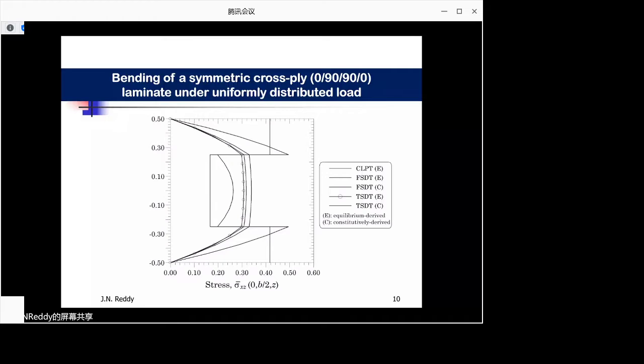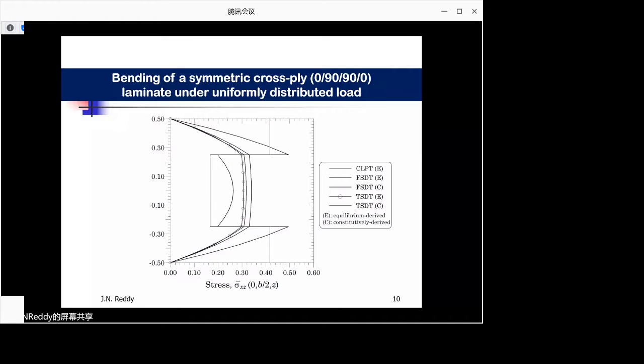CLPT solution is this at the top and bottom here and in the middle. I could have put a different color. So that shows a big jump here. See this? And whereas the first order theory using the constitutive model will give you this constant in the top layer and this constant in the middle layer and this constant in the bottom layer, because that is all it can do.